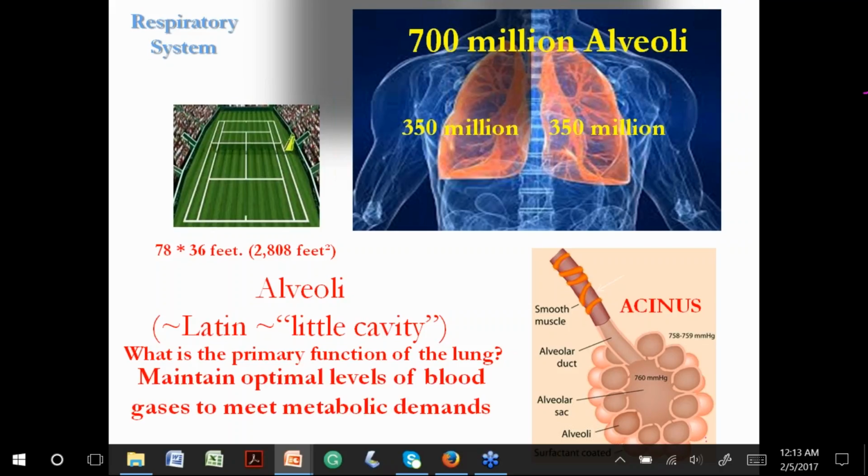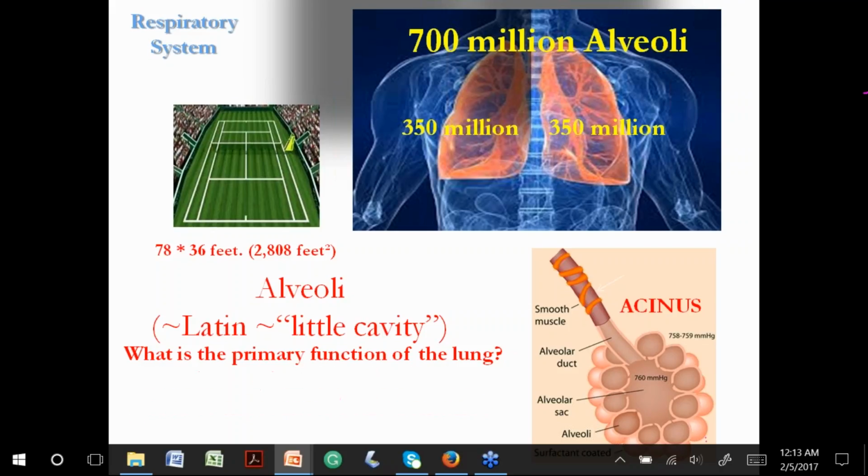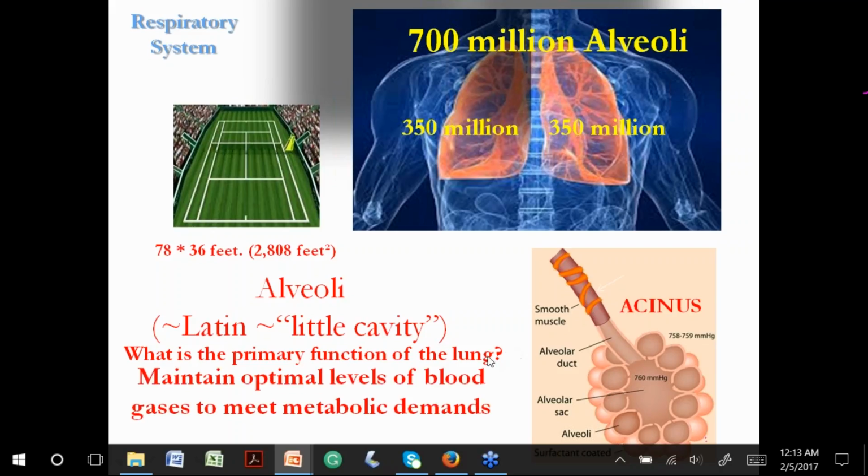So what is the primary function of the lung? The primary function of the lung is to maintain the levels of gases in the blood in order to meet the metabolic demands that we have in the body. For example, oxygen is the main thing. We inhale about 6 liters per minute of air, and by my calculation that means about 9,000 liters per day.